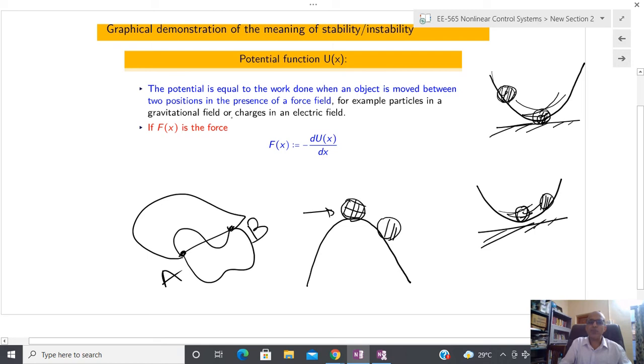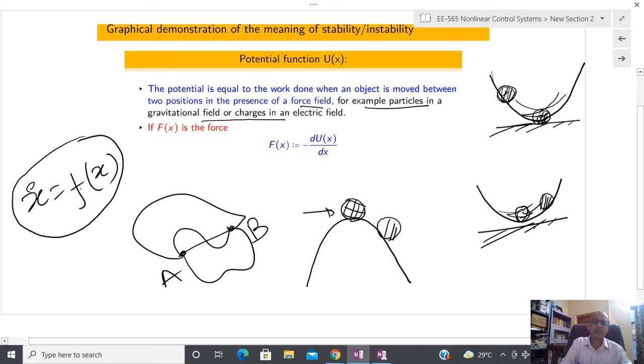an object is moved between two positions in the presence of force, conservative force I am telling. But suppose if you have a non-conservative force, then I cannot claim like this. Okay, and why are we going to use this kind of analogy? You can see that whenever I am writing this kind of autonomous system, then most of the time we are talking about some kind of behavior that is autonomous, not influenced by any external thing. So due to that reason, I am going to use that kind of analogy.